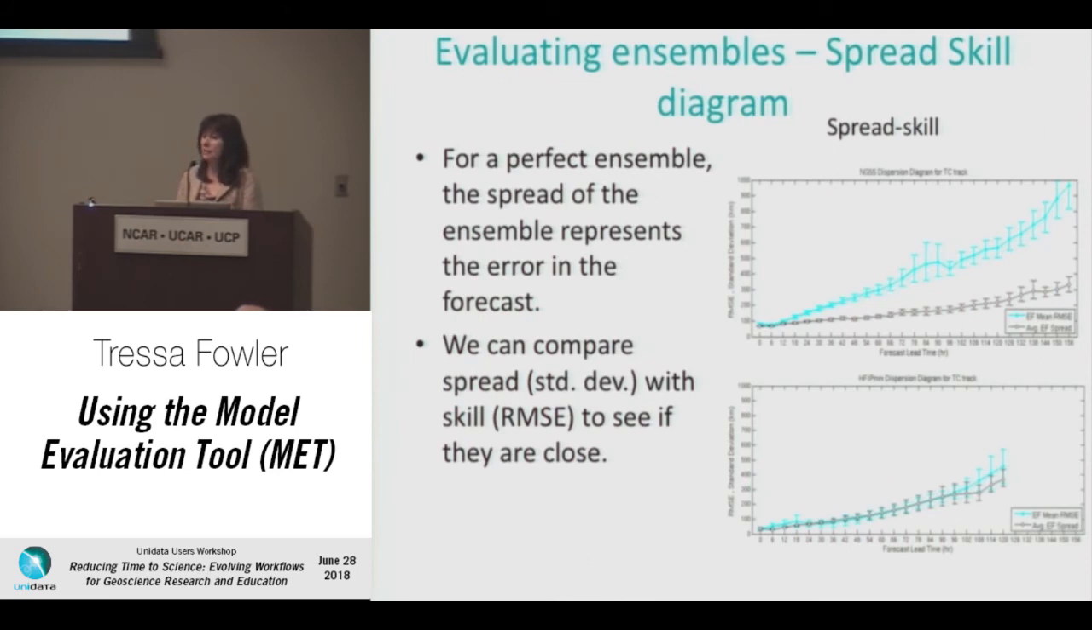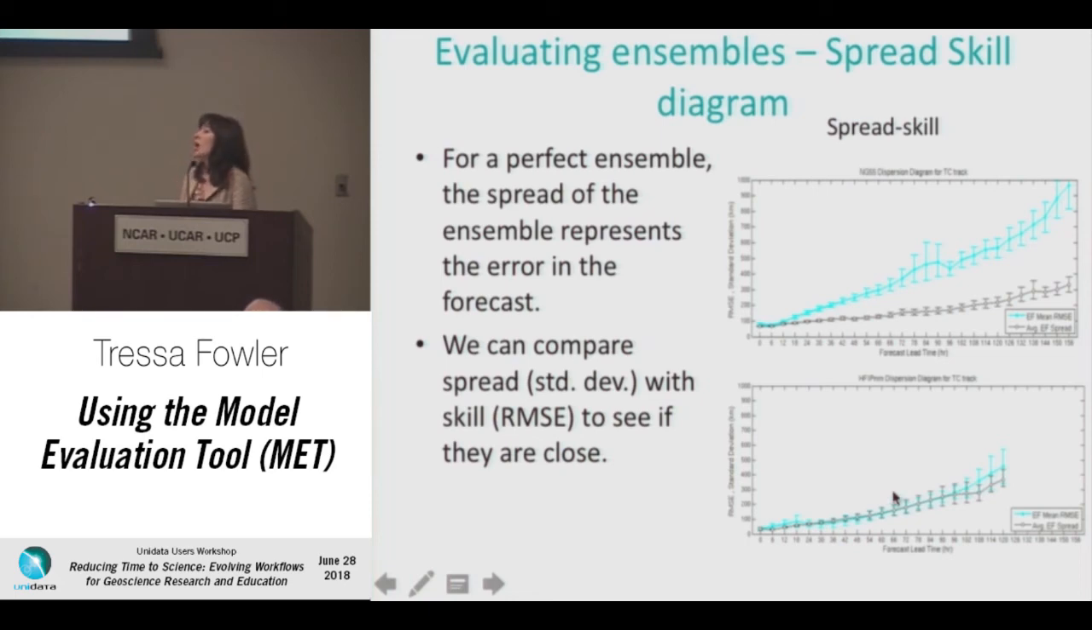A spread skill diagram is another way of looking at your ensemble forecast. When your ensemble is perfect, the spread of the ensemble is supposed to represent the error in your forecast. So you can look at the spread, look at the error, and see, are they the same? We would like to see them be the same. So here are 2 spread skill diagrams. In the top, they are not the same. We have considerably more error than we have spread in this one, where we've plotted the root mean squared error here in the blue and the ensemble spread down here in the black. And these are with confidence bounds on them so that you can look at the statistical significance of those. And then down here at the bottom, they're much closer and they overlap.